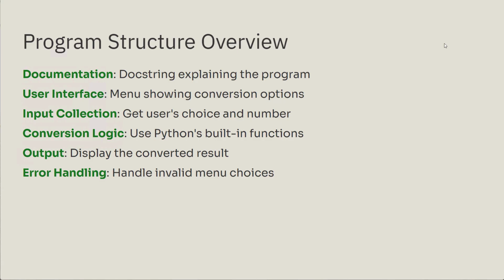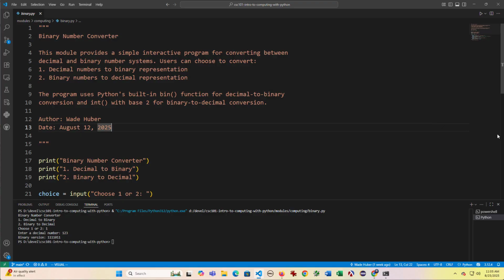So we'll talk about the documentation inside the program. There will be a docstring explaining what the program does. We'll talk about the user interface, how we get the input, the logic behind the number conversion. We'll print that converted value, and then we'll also talk briefly about error handling, which we'll have a simple example of in this program. So here is our binary.py program.